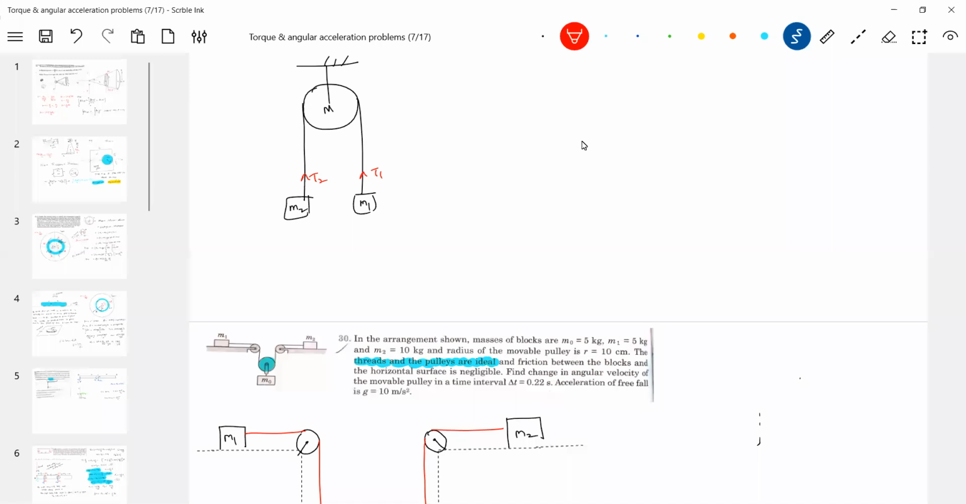Then if M1 is greater than M2, this will move down, this will move up. Because of the tension acting, T1 will be greater than T2 and it will rotate. So T1R minus T2R should be equal to MR square by 2 alpha. This is similar to a circular disk. So this has a mass M. This is not a light pulley. It has a mass M that I'm showing here and radius R. About what point is the torque set up? About O.